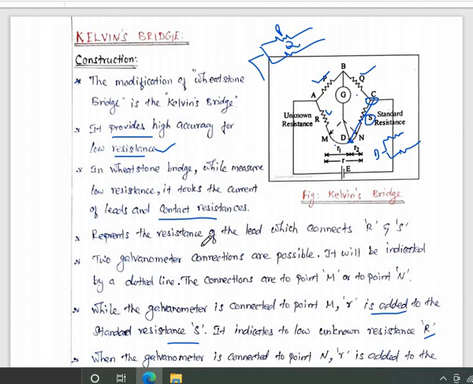So the Wheatstone bridge is not effective in low resistance measurement, and so we go for the Kelvin bridge. The Kelvin bridge is used to measure very low resistance with high sensitivity. So we have to adopt the Kelvin bridge to measure very low resistance.